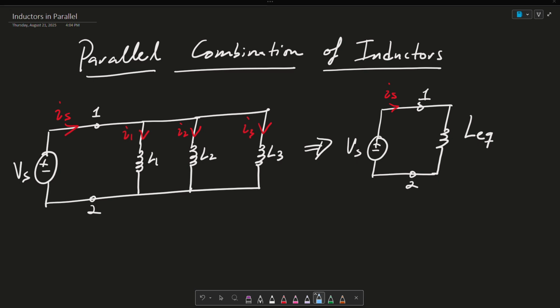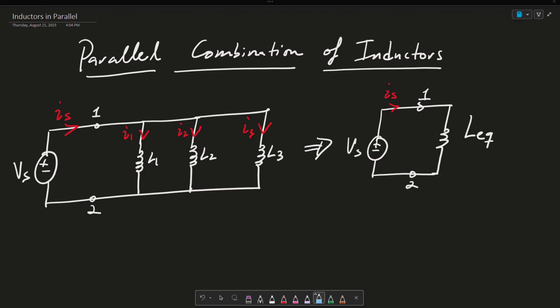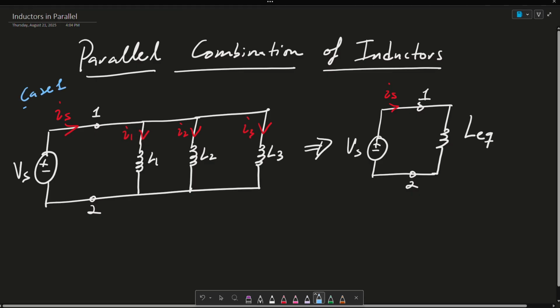My name is Professor Govala, and today I'm going to be talking to you about parallel combinations of inductors, and I'm going to be proving to you how we get an equivalent inductance. What I'm going to first do is say that this is what I consider case 1, and this is what I consider case 2.